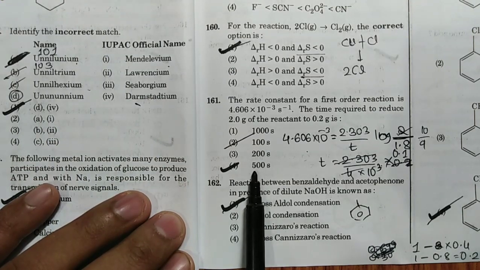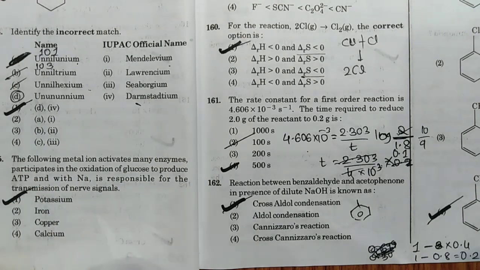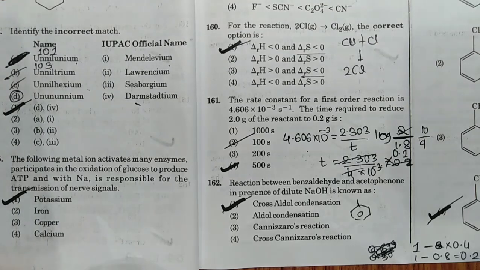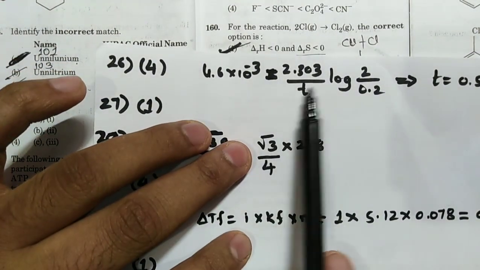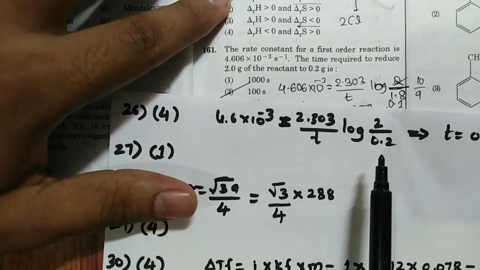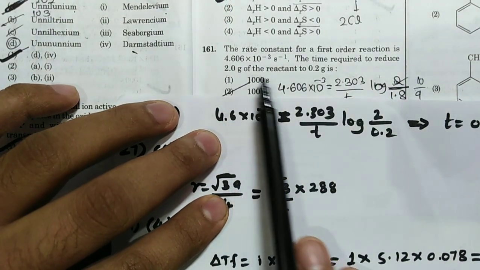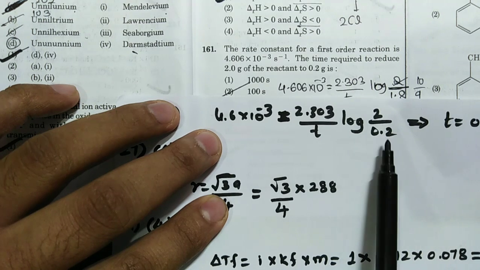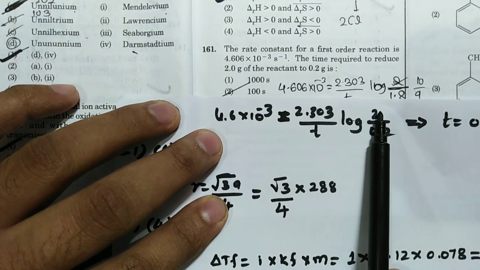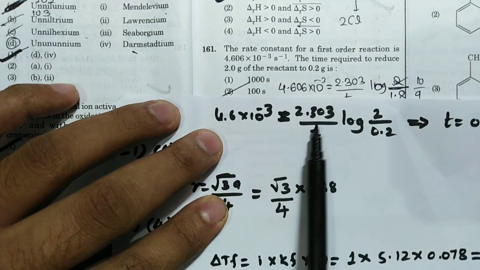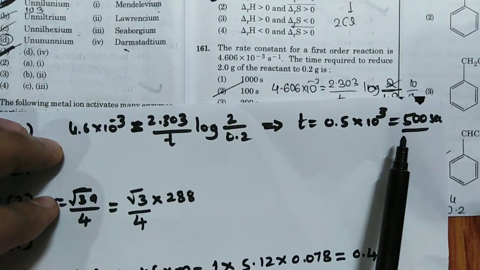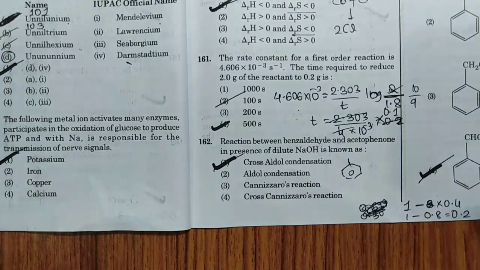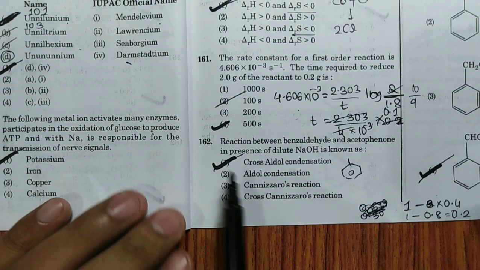So 161. The answer is 500 here, because in this particular case, remember, I have solved the question. You can see that here. So 4.6 into 10 to the power minus 3 is equal to 2.303 over t log 2 by 0.2. Remember, 2 gram is initial and left out is 0.2. So 2 by 0.2 is log 10. Log 10 is equal to 1. So t is equal to 2.303 divided by 4.6. You are going to get the answer 0.5 into 10 to the power 3, nothing but 500 seconds. Direct question, 500 seconds is the answer.